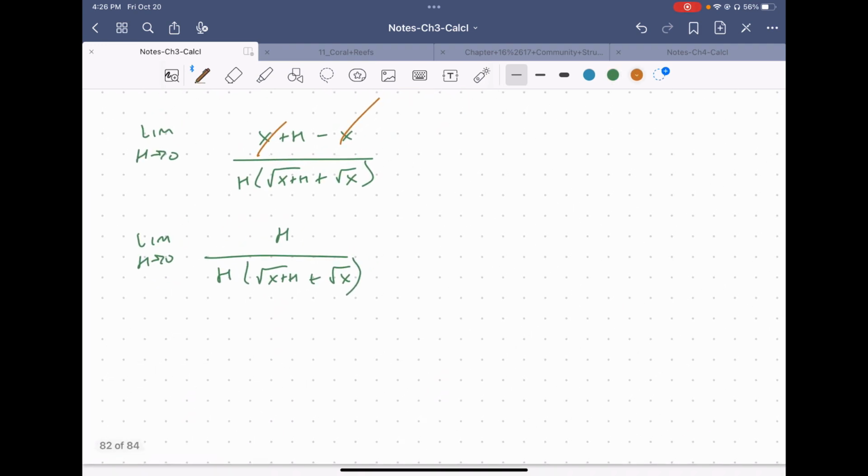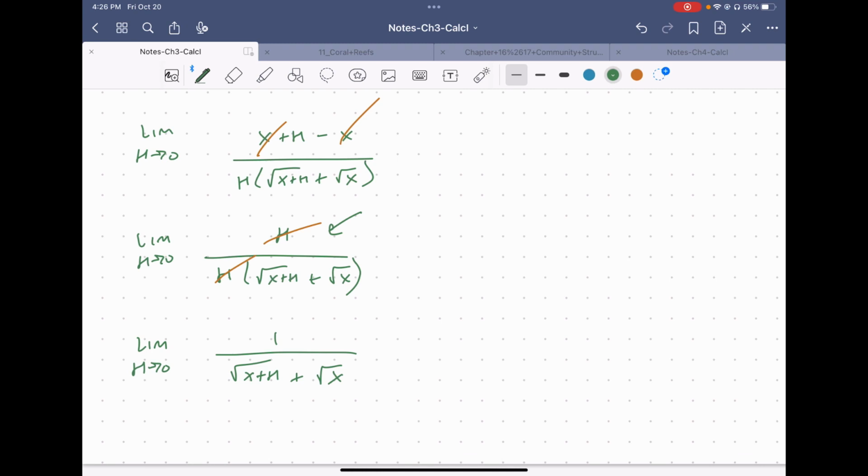And once again, we are able to cancel something else. H, that goes away. And this is a very important thing to remember, that just because this h goes away does not mean that there's nothing there. I make that mistake quite often. It actually turns into a 1. So you have 1 over root x plus h plus root x. And while that is the most simplified form, that is not the final step.